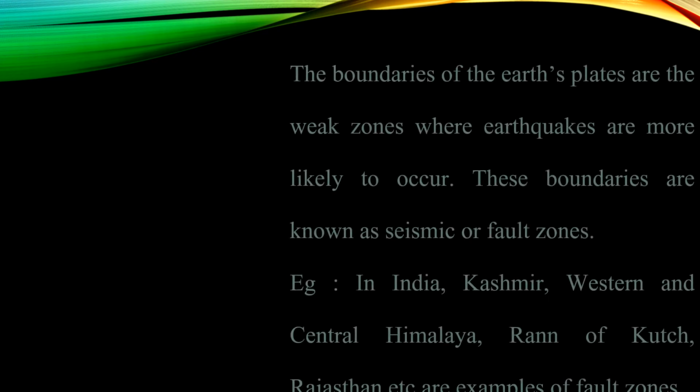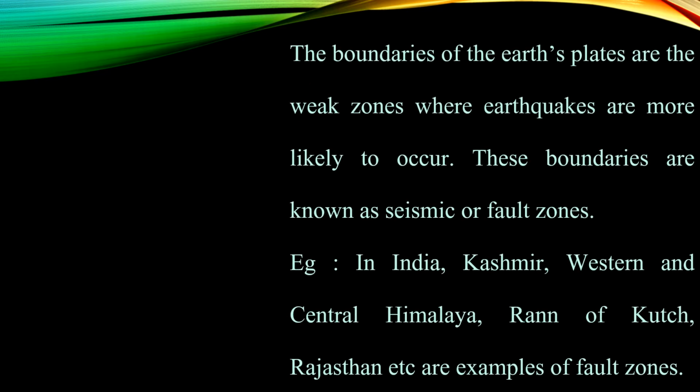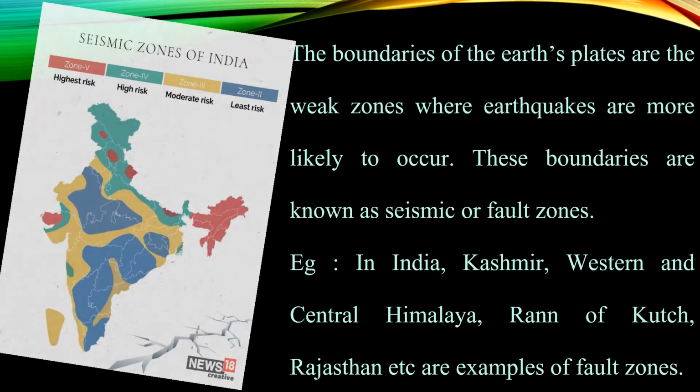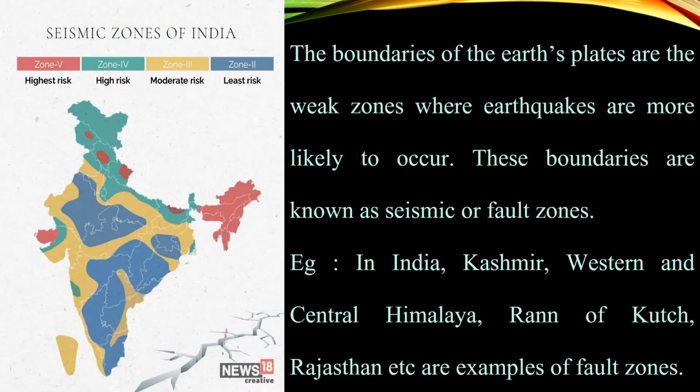Children, now we have seen that when the tectonic plates brush past one another or when they collide with each other, it results in earthquakes. Therefore, the boundaries of the earth plates are the weak zones where earthquakes are more likely to occur. These boundaries are known as seismic or fault zones. In India, Kashmir, Western and Central Himalaya, Rann of Kutch, Rajasthan, etc. are examples of fault zones.